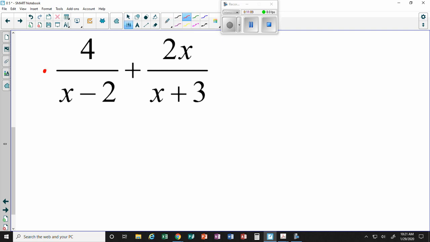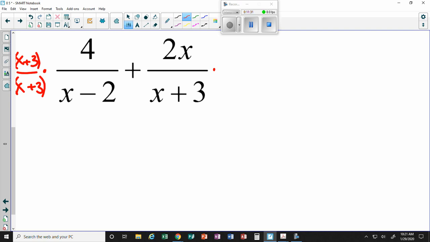Not just 2, we're going to do what? x minus 2 over, or excuse me, x plus 3, and multiply by the other one, x plus 3 on this side. If I do it to the bottom, I have to do it to the top. Now, it might be helpful to use parentheses here so you know what to do when you go to multiply them.